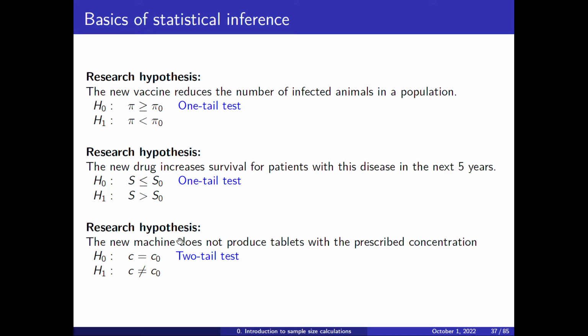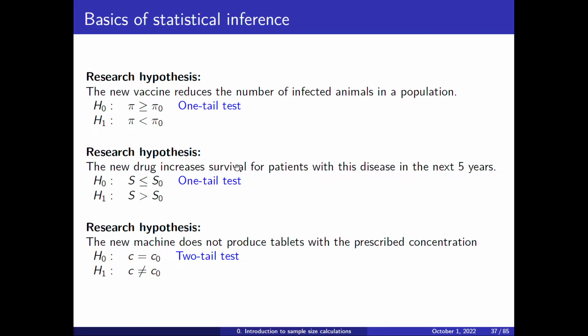Or you are in charge of a machine that produces tablets, and you want to show that it is not producing with the right concentration. So what you want to show is that the concentration is different from the reference value, because if it is different you have to stop the machine and calibrate it. And the null hypothesis is the opposite. So here we already have something you may have heard of, these one-tail or two-tails tests.